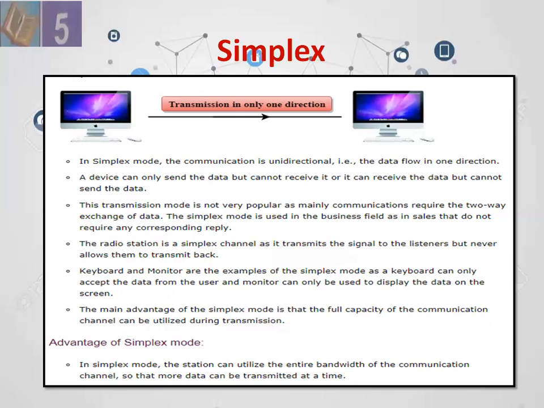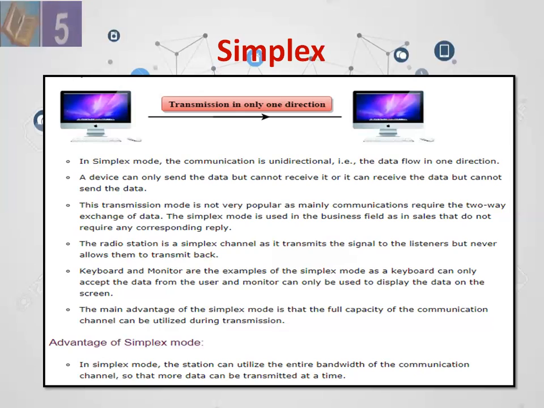This transmission mode is not very popular, as mainly communication requires two-way exchange of data. The simplex mode is used in the business field, as in sales, that do not require any corresponding reply. The radio station is a simplex channel as it transmits the signal to the listener but never allows them to transmit back. Keyboard and monitor are examples of simplex mode, as a keyboard can only accept data from the user and a monitor can only be used to display the data on the screen.